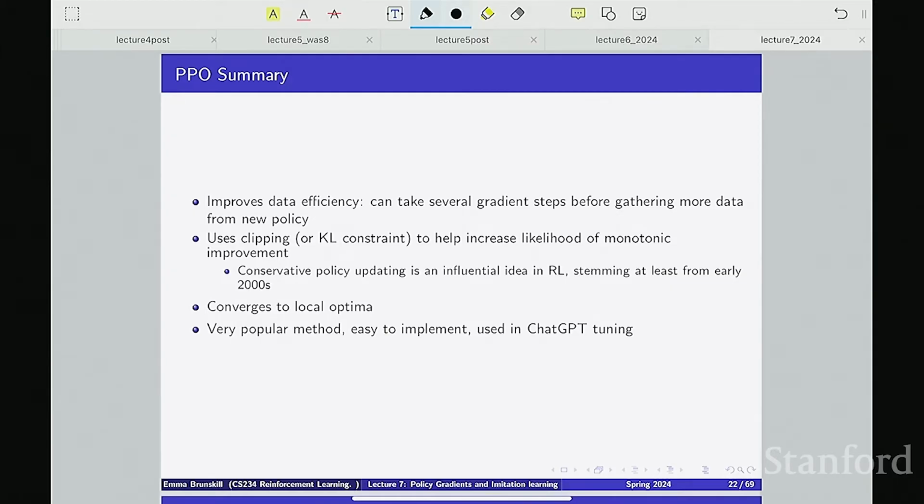And as I mentioned before, it's extremely popular. You can use it in many, many places, in part because you don't need your reward function to be differentiable. So people have used it in lots of domains.